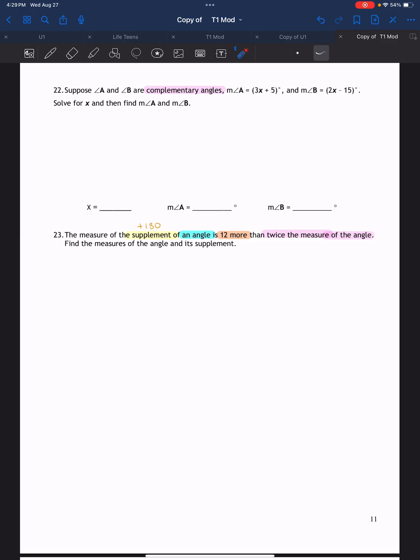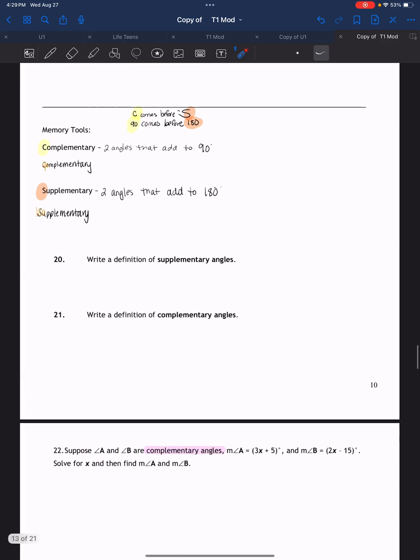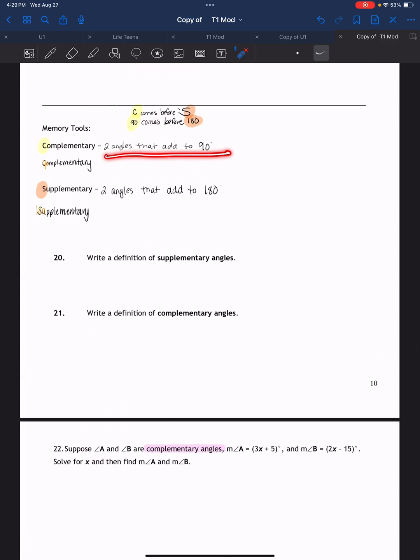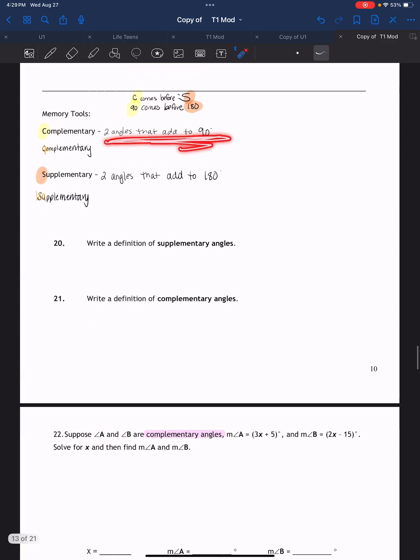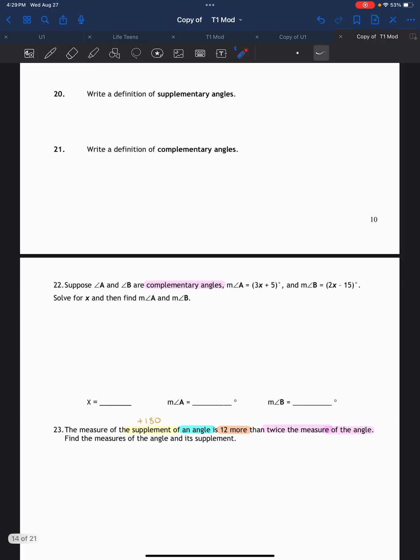It says, suppose we have angle A and angle B, and they are complementary angles. Well, based off of that definition, it is two angles that add to 90 degrees. I would like you guys to set up an equation based off of that. Two angles that add to 90 degrees. It says that angle A is 3x plus 5, and angle B is 2x minus 15. Solve for angle A and B.